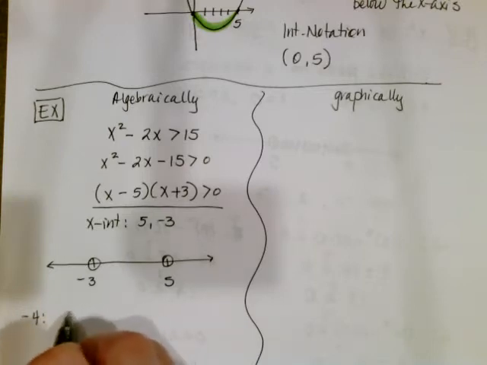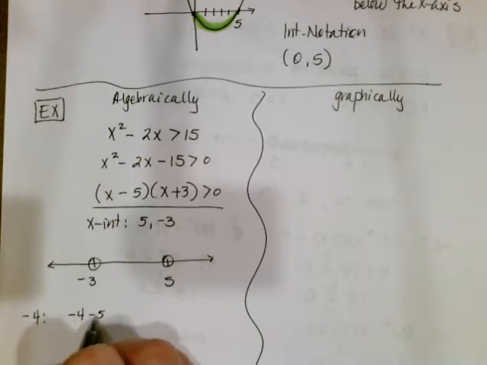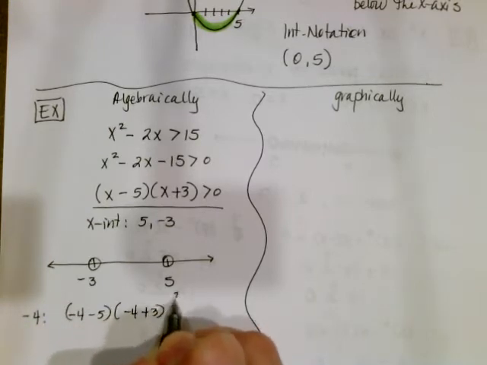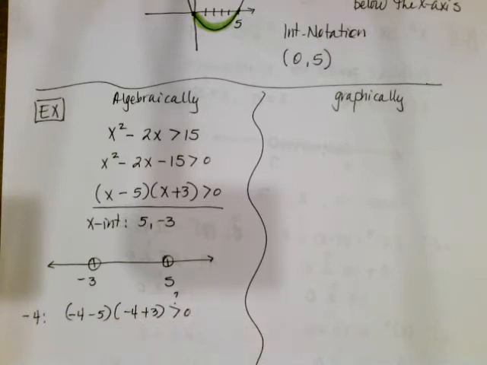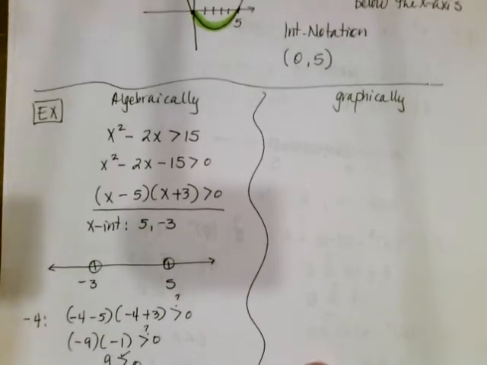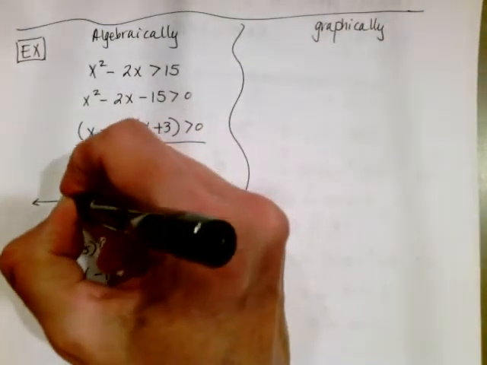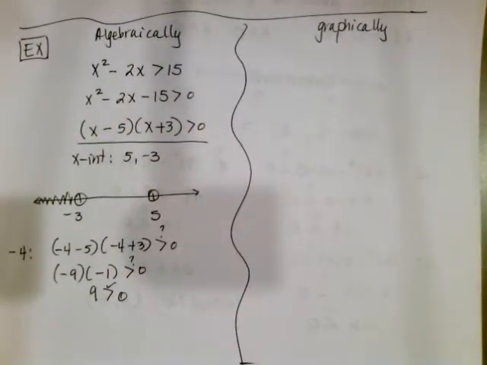If I do that, I get a negative 4 minus 5 times a negative 4 plus 3, and I'm wondering if it's greater than 0. So I get a negative 9 times a negative 1 greater than 0. A positive 9 is indeed greater than 0, so that interval actually worked. Okay, scoop my paper up. So then I'm going to shade that particular interval because it was true.